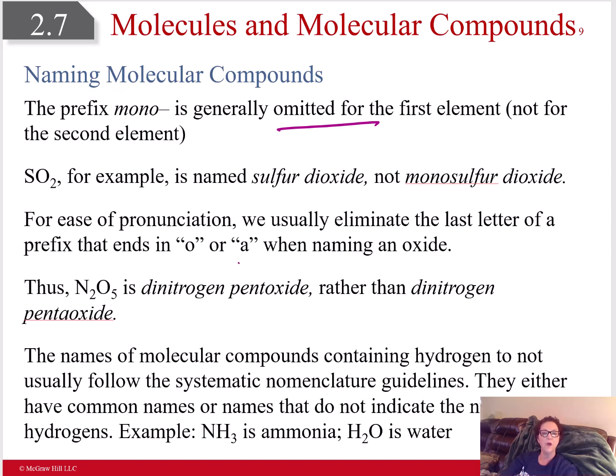Sometimes we will drop the A or the extra O when we name an oxide to make it just a little bit easier to say. Some things have just recognized names. For example, the recognized common name for H2O is water instead of dihydrogen oxide. And then NH3 is known as ammonia. And then the ammonium ion is NH4+, the polyatomic.